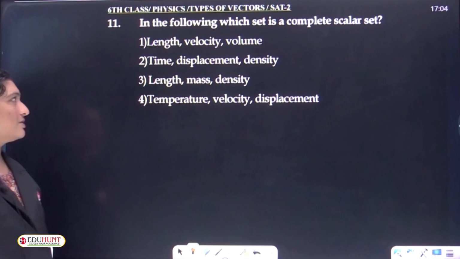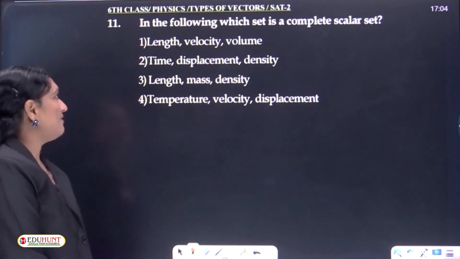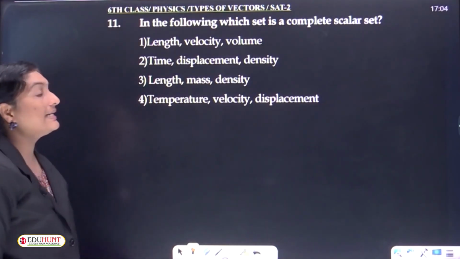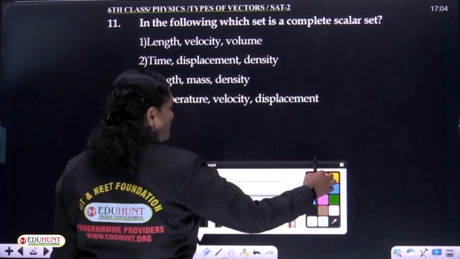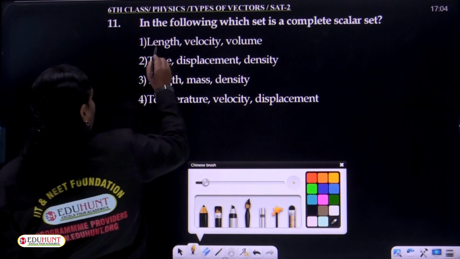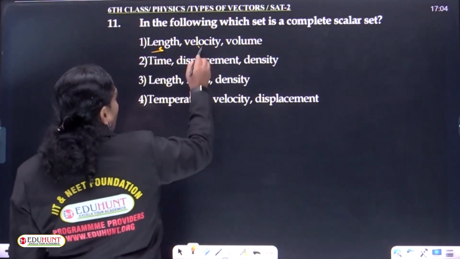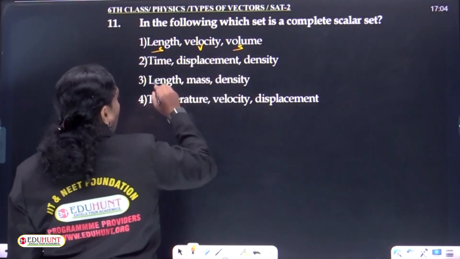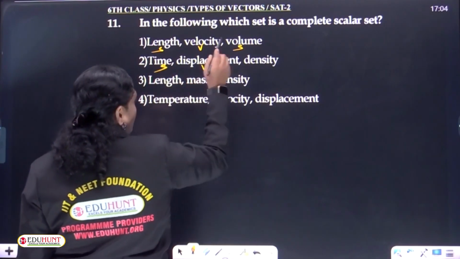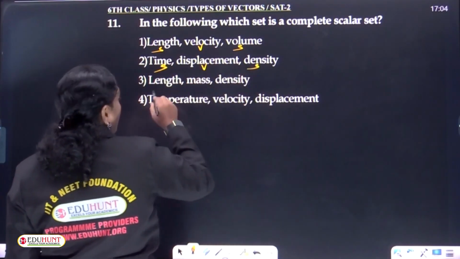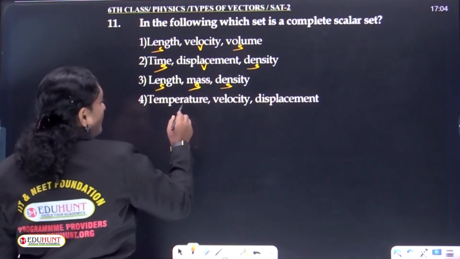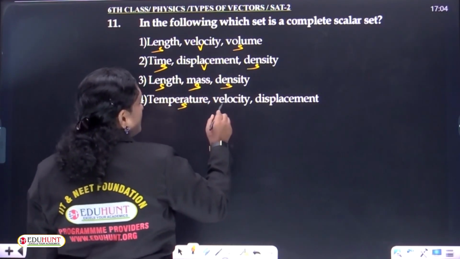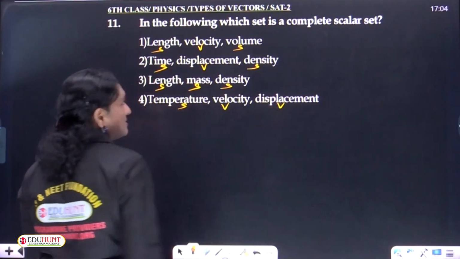Now moving to the next question, that is question number 11. In the following, which set is a complete scalar set? Same as above, children. First of all, try to identify which among them are scalar or vector. Length is a scalar, velocity is a vector, volume is a scalar, time is a scalar, displacement is a vector, and density is a scalar. Length is a scalar, mass is a scalar, density is a scalar, temperature is a scalar, velocity is a vector, and displacement is a vector.